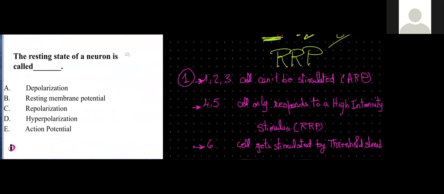All right, for the second question of the in-class activity for today: the resting state of a neuron is called A, B, C, D, E, depolarization, resting membrane potential, repolarization, hyperpolarization, or action potential. Which one do you think? Resting membrane potential, exactly.